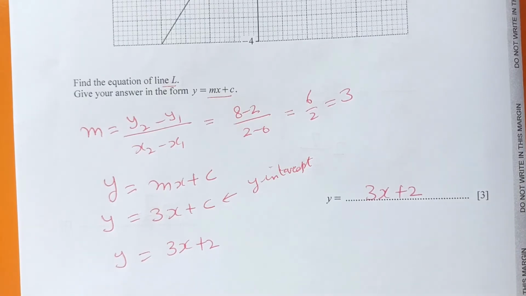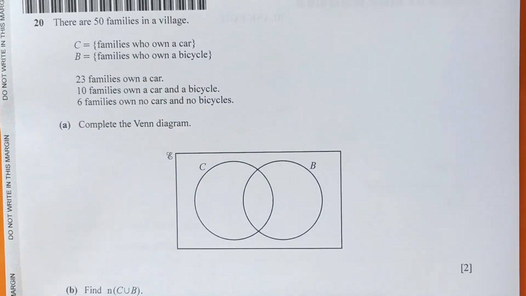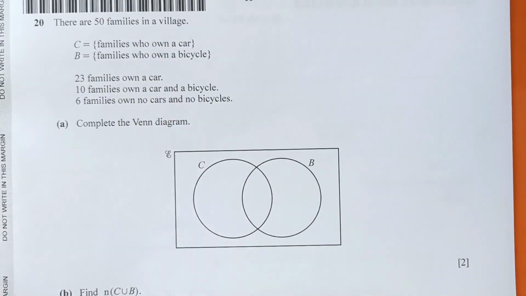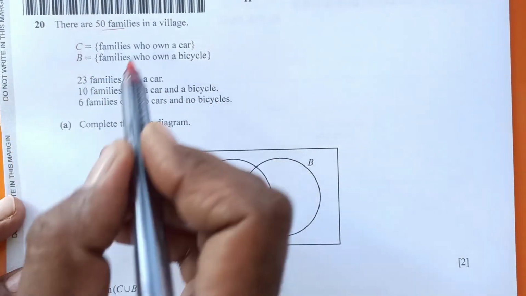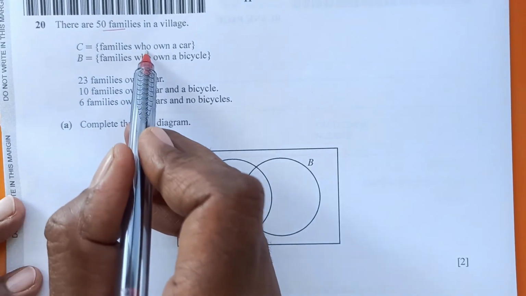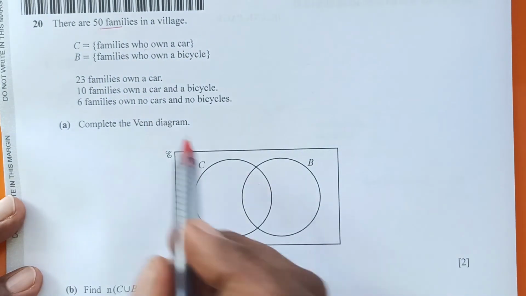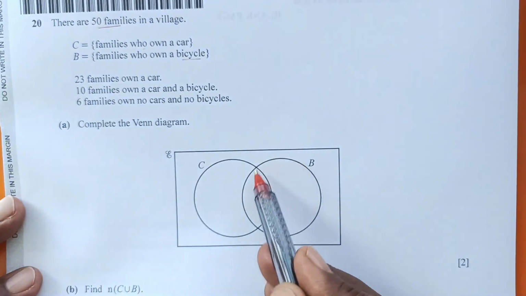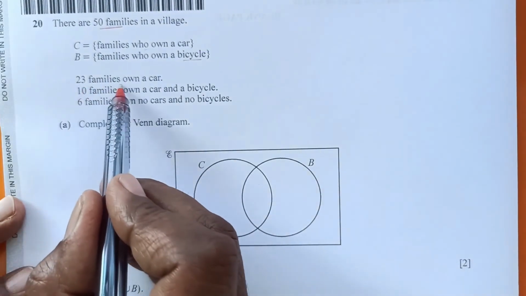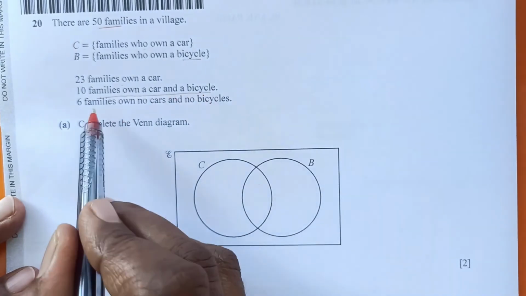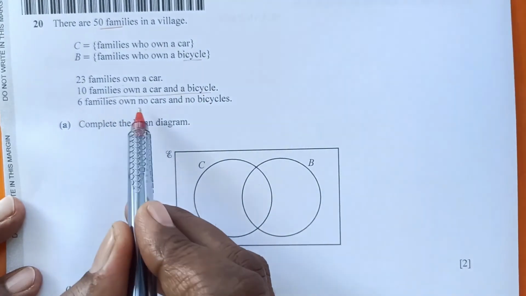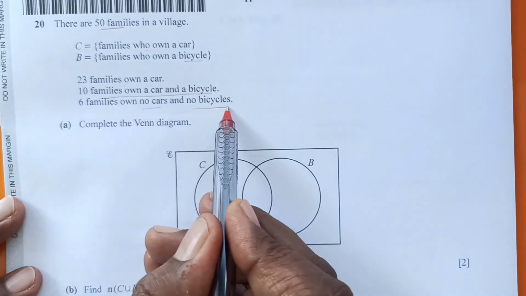That's it. Question 20, Venn diagram. You can see a Venn diagram question is here. There are 50 families in a village. C denotes a family who owns a car. A family who owns a bicycle is denoted B. 23 families own a car. 10 families own a car and a bicycle. 6 families own no car and no bicycle.